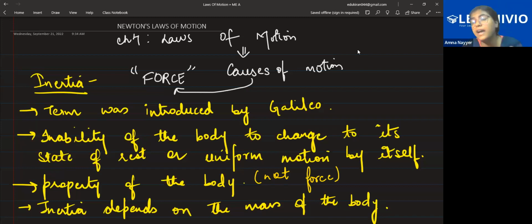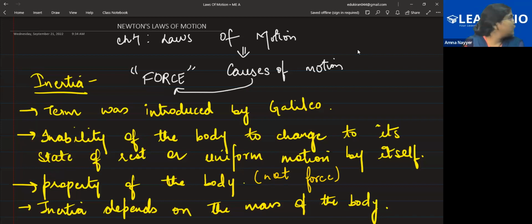Because many students have this tendency to answer that inertia is the force, or due to inertia the body moved. No, inertia is just a property. The term property is different and the term force is different. Do you get this difference? Property means characteristic, a property of something, right? When we say force, force is actually a physical quantity. Force is not a property.